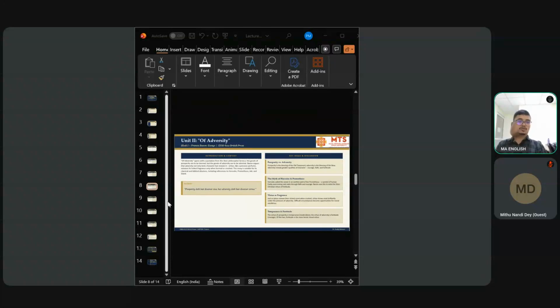Next, we shall move on to Unit 3. Why are the rest of the students not joining? Next is about Of Marriage and Single Life.